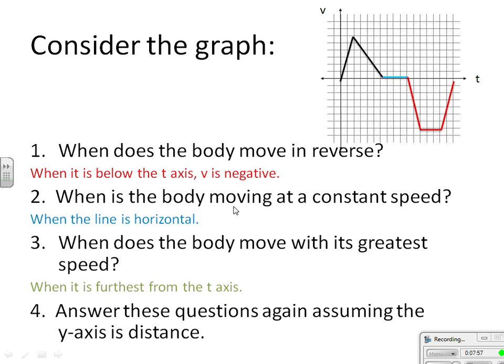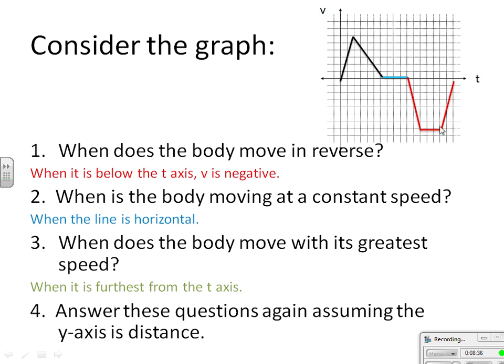Okay, next question. When is the body moving at a constant speed? Well, constant speed, same thing as constant velocity, as long as we don't care about whether it's negative or positive, right? Speed's the absolute value of velocity. So when is it moving at a constant velocity or speed? Well, that means that the velocity is not changing or the speed is not changing. So this part right here, which is a horizontal line, would have a constant velocity of 0, meaning it's not moving. But also, this part at the bottom that has a horizontal line would be when the speed is not changing, the velocity is constant.